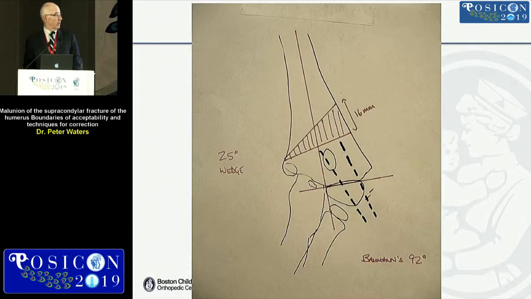So here's a preoperative drawing. You have Baumann's angle and the desired correction, trying to leave that hinge on the medial side.